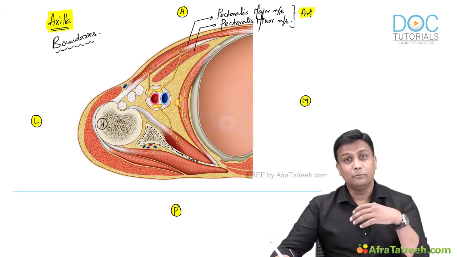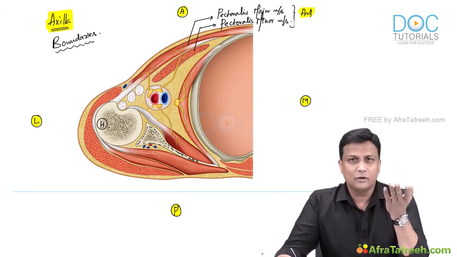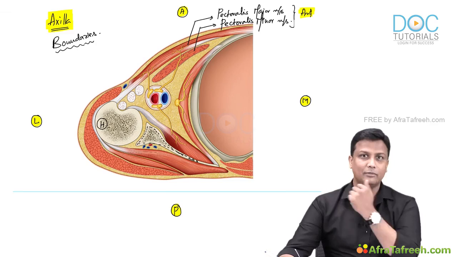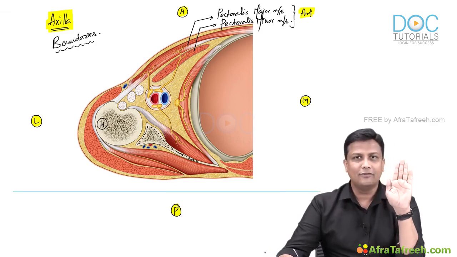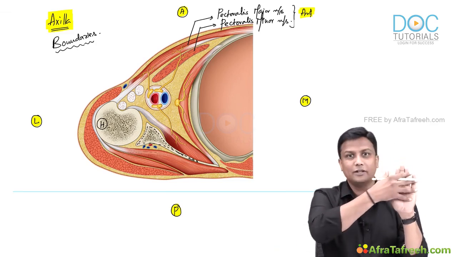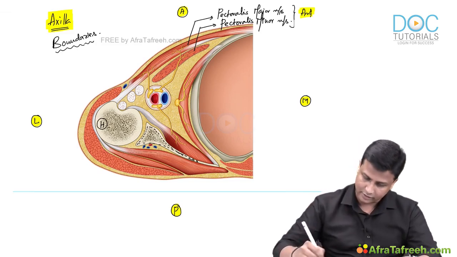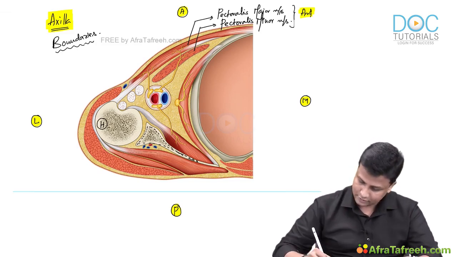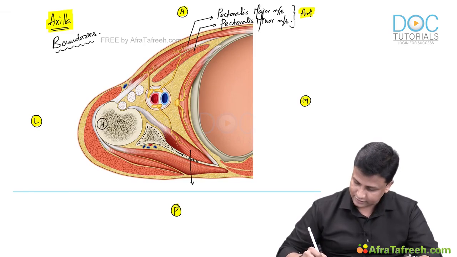Easy. Now what about the posterior wall guys? Posterior wall, it's also very much easier. Why? Because you have your scapula bone there, and scapula bone will be a flat bone. Right in front of the scapula there will be a big muscle, and that muscle will be the subscapularis muscle here. So I am speaking about this muscle here guys, that is subscapularis muscle.